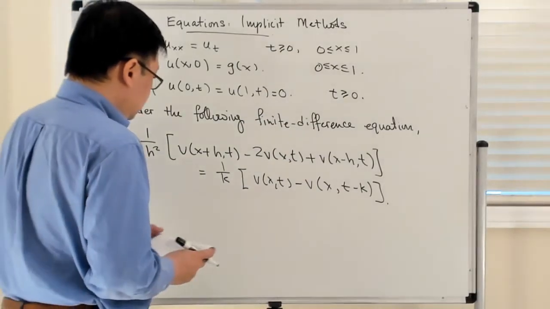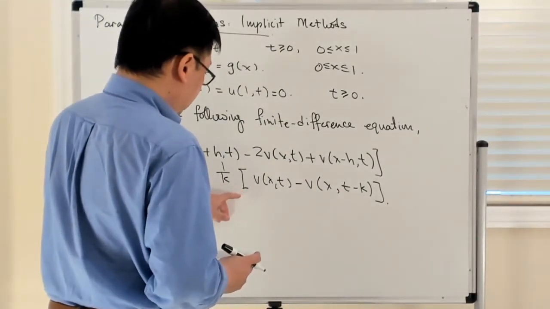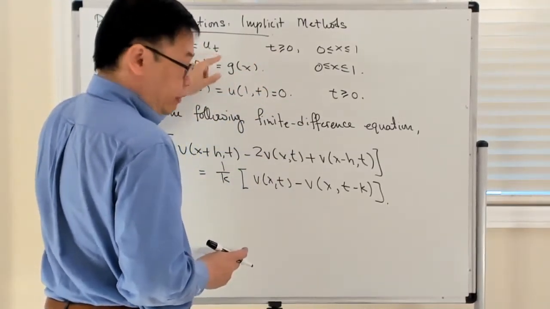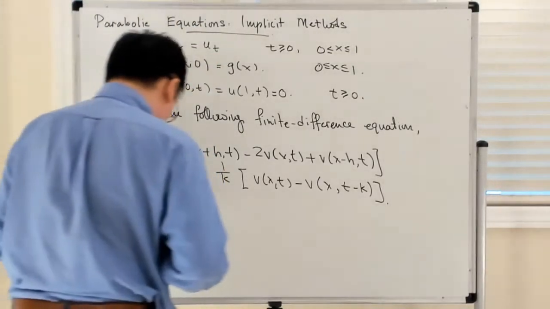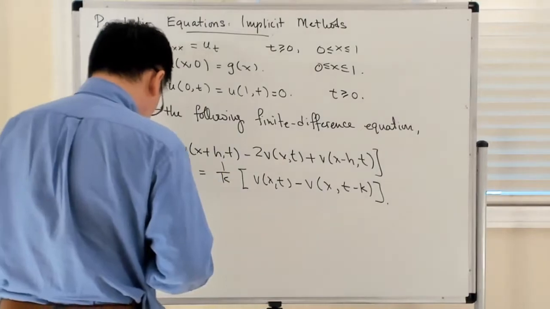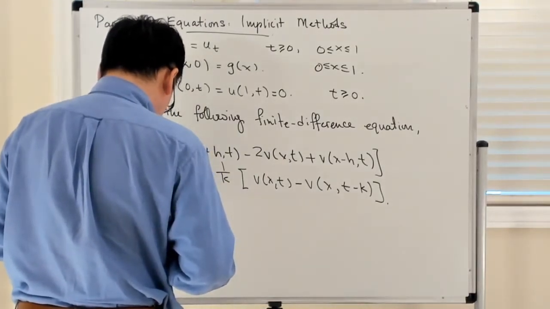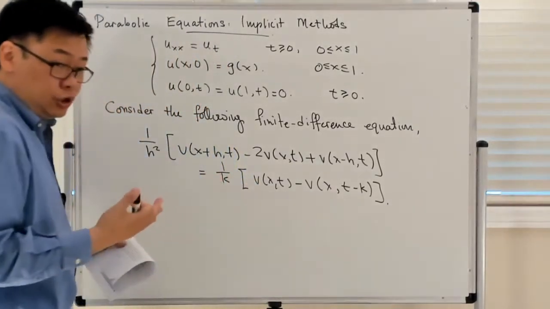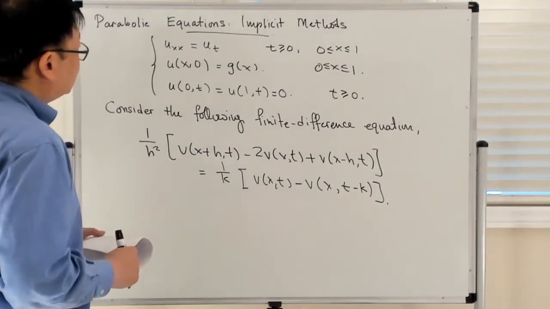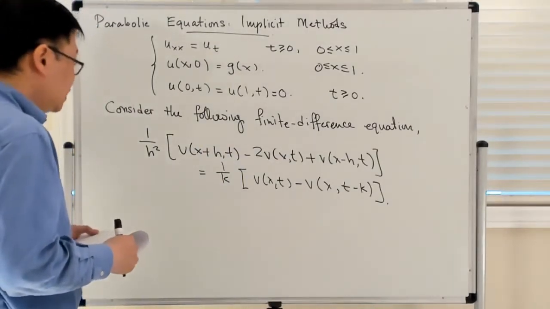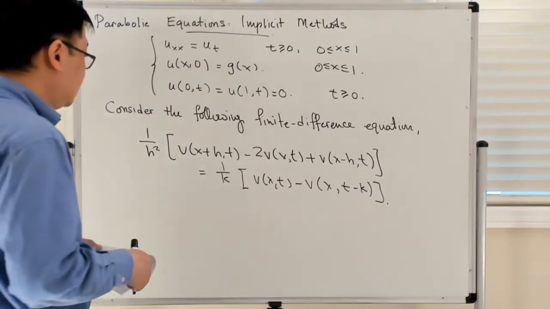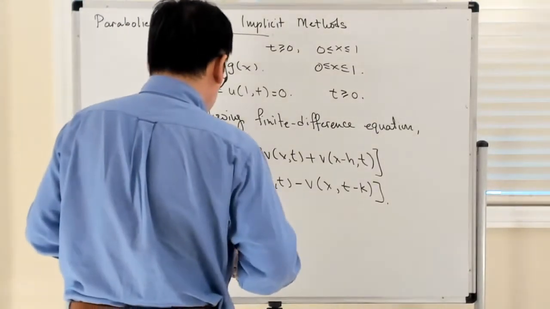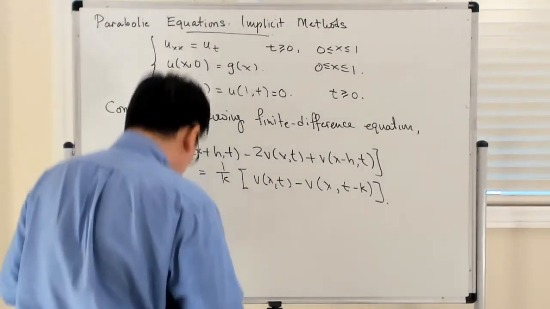And then this is, of course, an approximation of the time derivative, if you will. Okay. So this looks not so different from the explicit method we considered before, but as it turns out, it's going to require a slightly different approach to analyze it. Okay. So let's see what is happening.